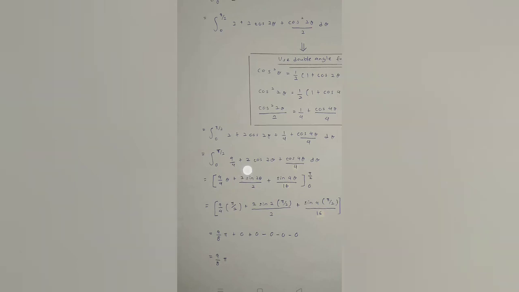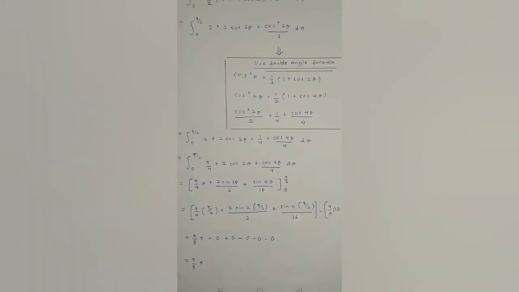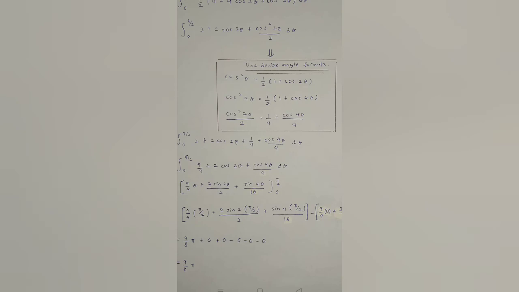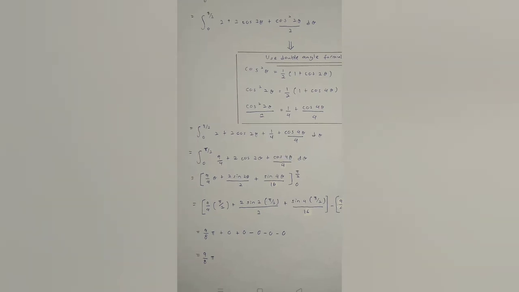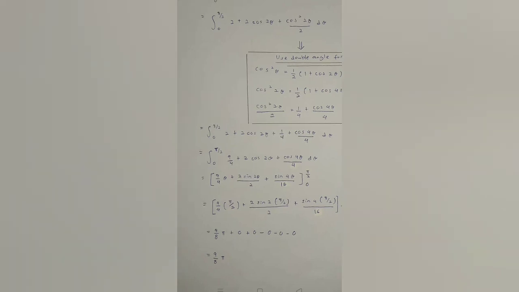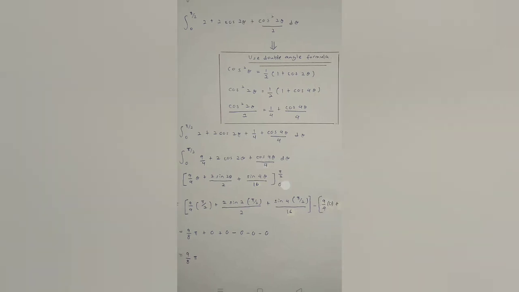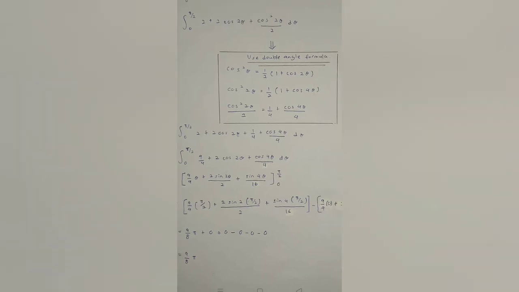Okay, then we add the values 2 and 1 over 4. Then we get the integral from 0 to pi over 2 of 9 over 4 plus 2 cos 2 theta plus cos 4 theta over 4 d theta. Okay, and then we integrate the value. We get 9 over 4 theta plus 2 sin 2 theta over 2 plus sin 4 theta over 16. Then we close the bracket, with pi over 2 as the upper limit and 0 as the lower.